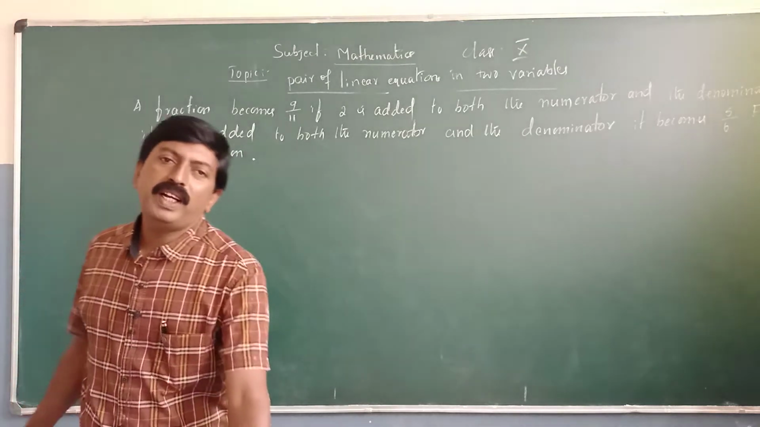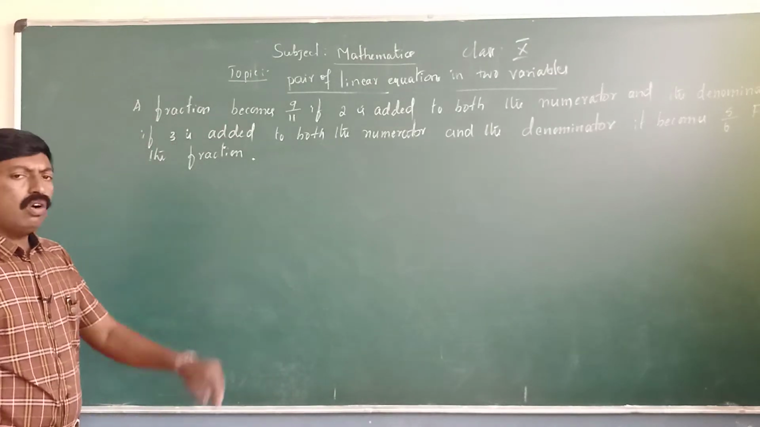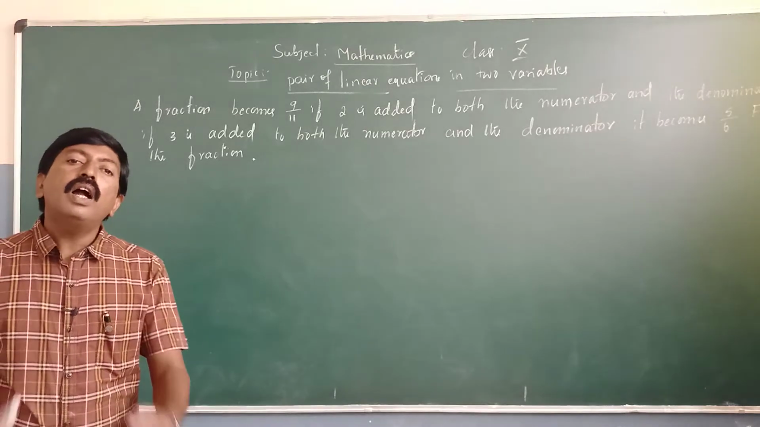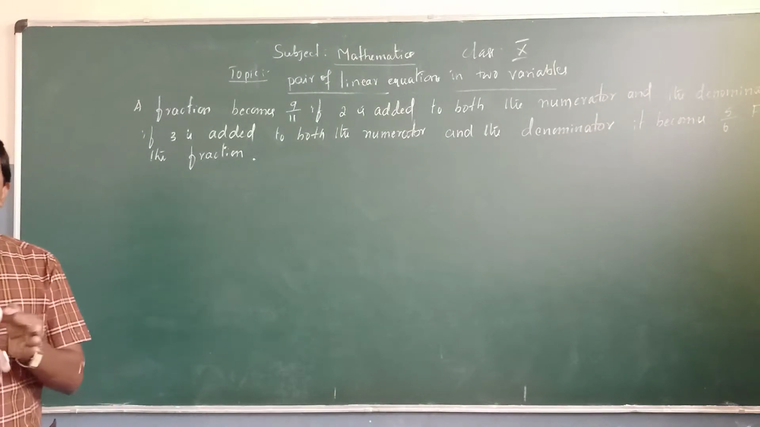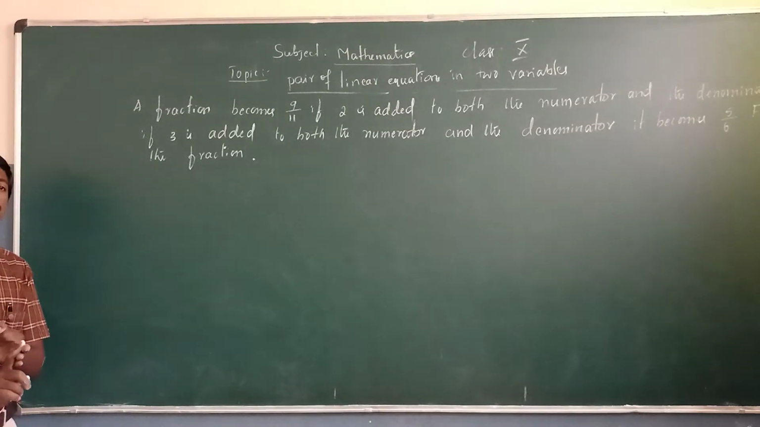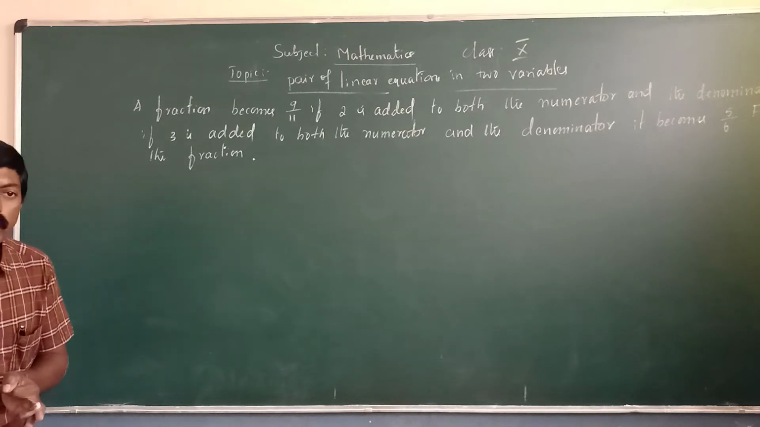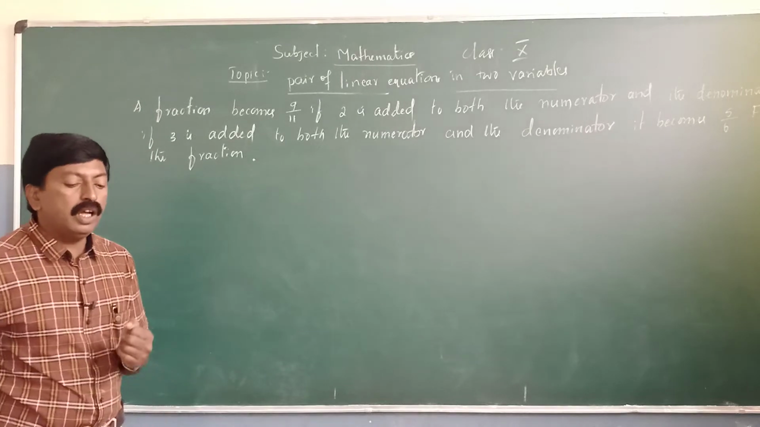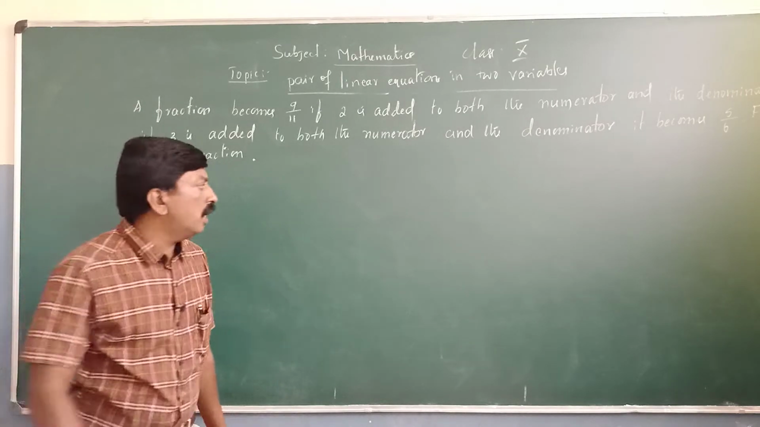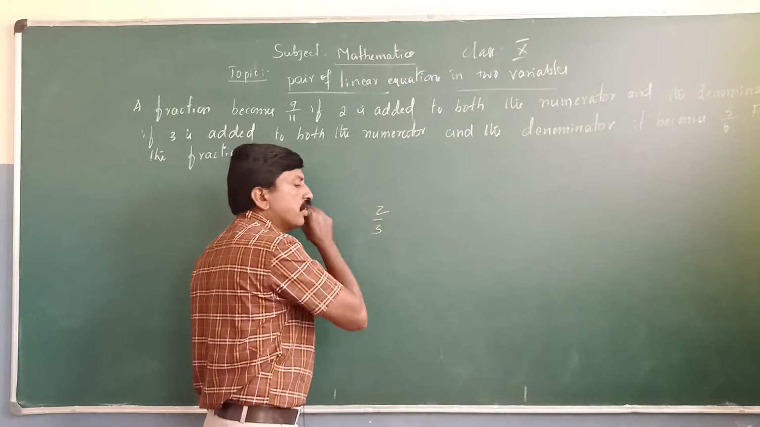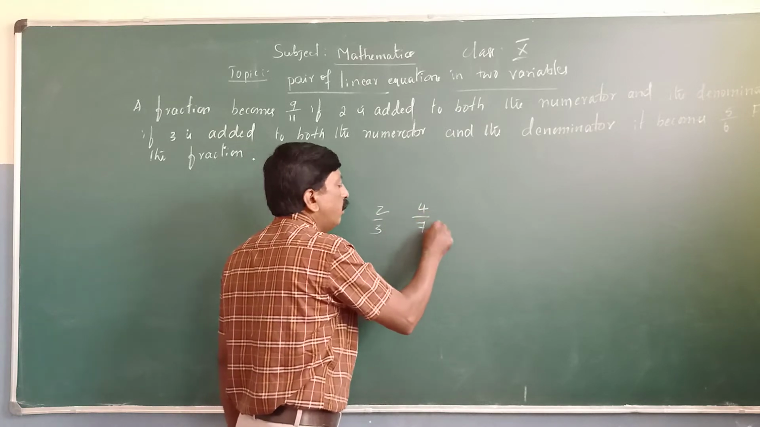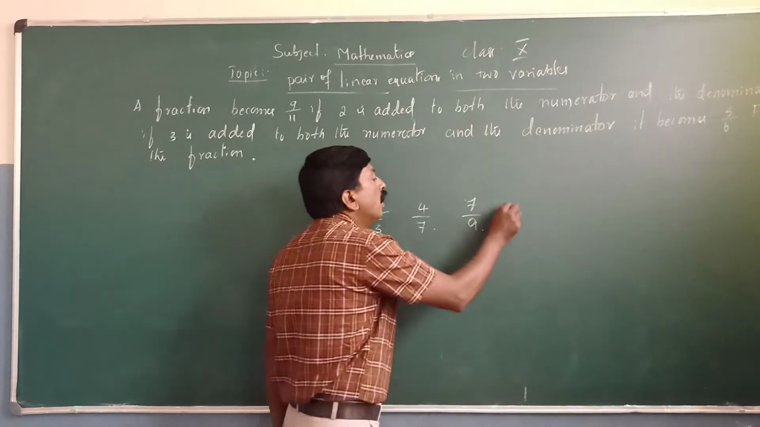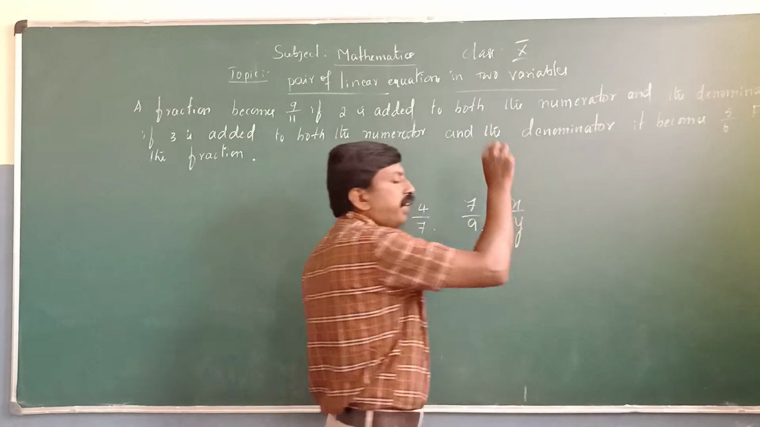Yes, very interesting problem. Here you have to know numerator, denominator, and a fraction. What do you know about a fraction? A fraction is a part of a whole thing. It consists of a numerator and denominator. For example, observe here, 2 by 3 is a fraction, 4 by 7 is a fraction, 7 by 9 is a fraction, so x by y is a fraction.